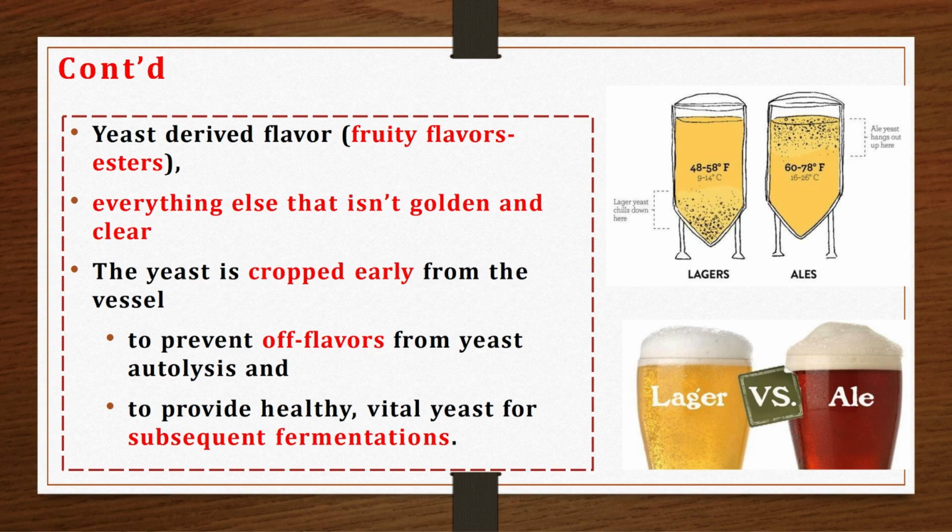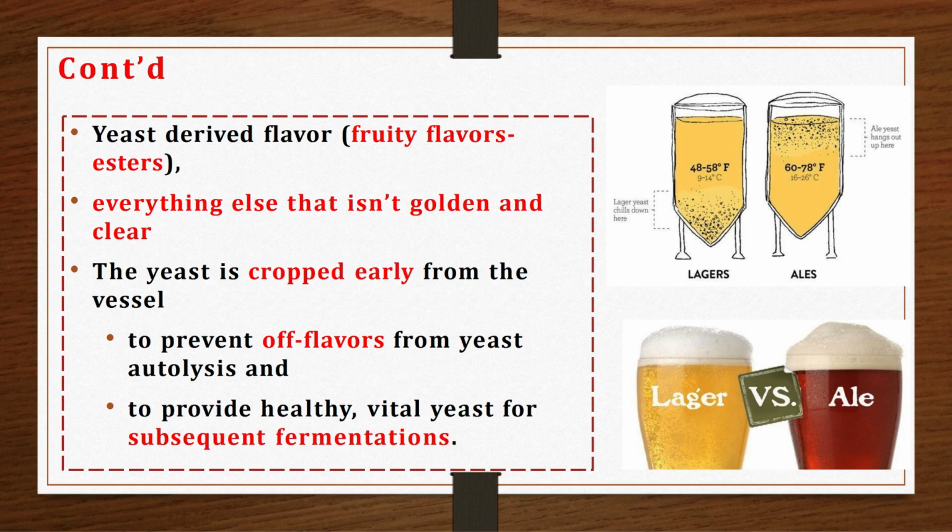Continuing with ales, they are known for yeast-derived flavors like fruity esters and encompass everything that isn't golden and clear. The yeast is cropped or collected early from the vessel to prevent off flavors from yeast autolysis and to provide healthy vital yeast for subsequent fermentations.